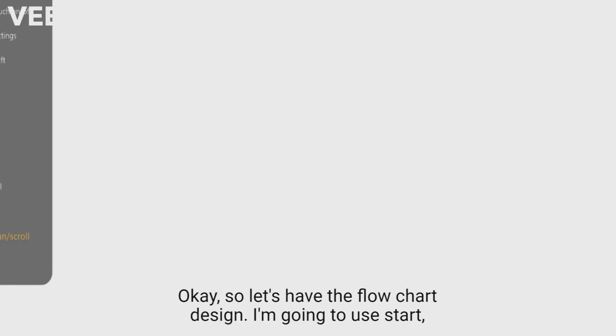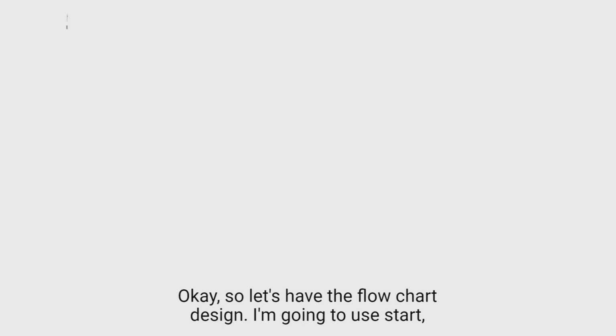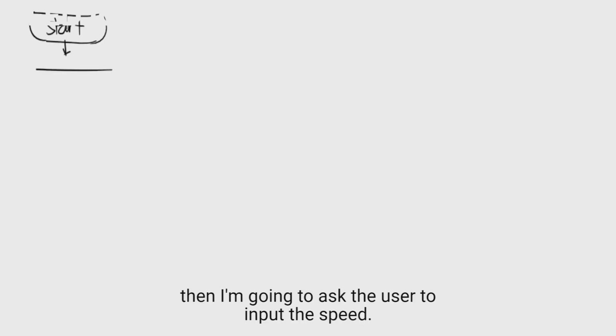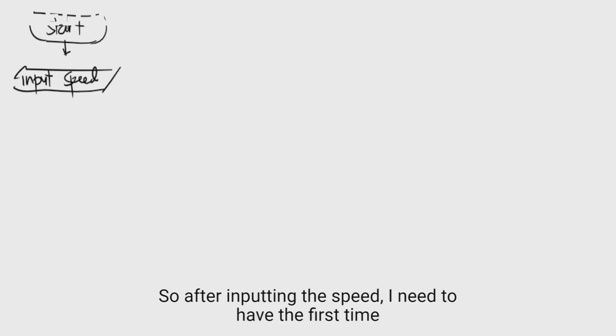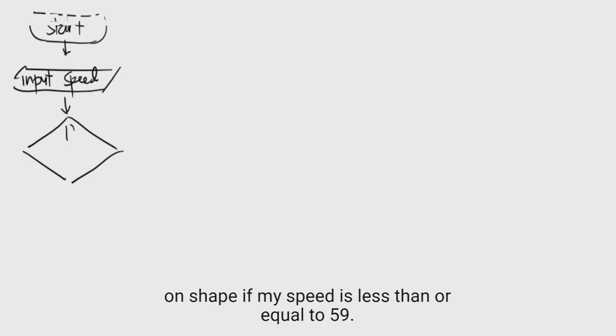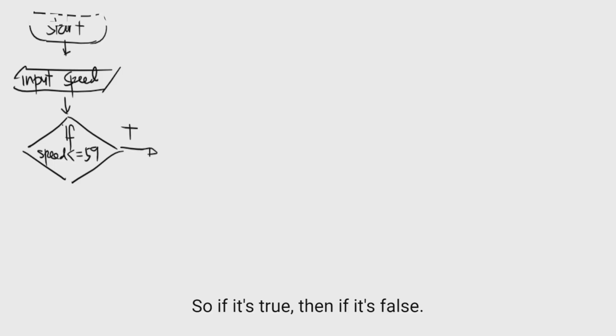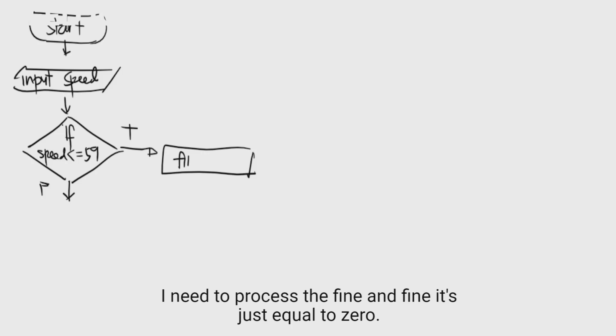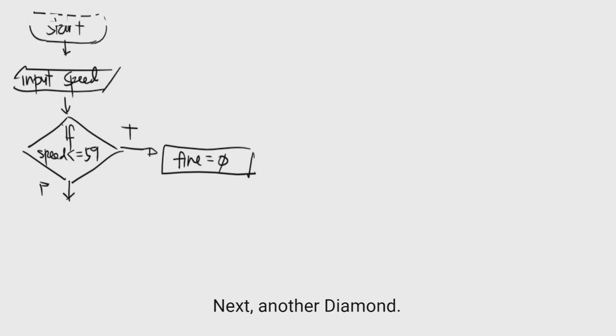Okay, so let's have the flowchart design. I'm going to use start. Then I'm going to ask the user to input the speed. After inputting the speed, I need to have the first diamond shape: if my speed is less than or equals to 59. So if it's true, then if it's false. If it's true, I need to process the fine, and fine is just equals to 0. There's no fine.